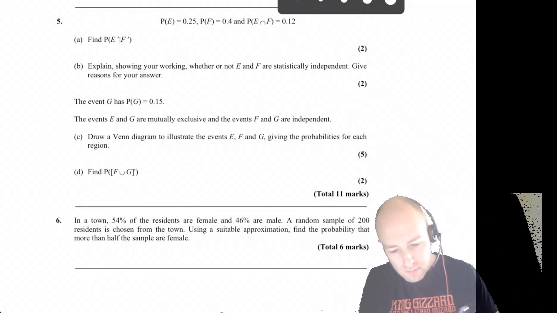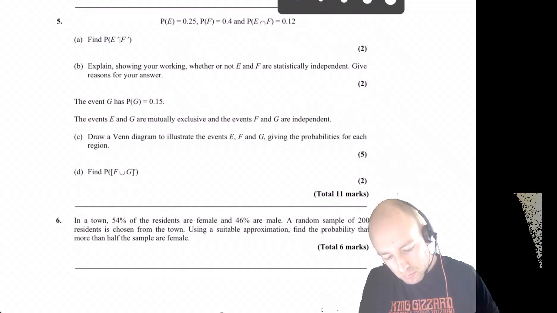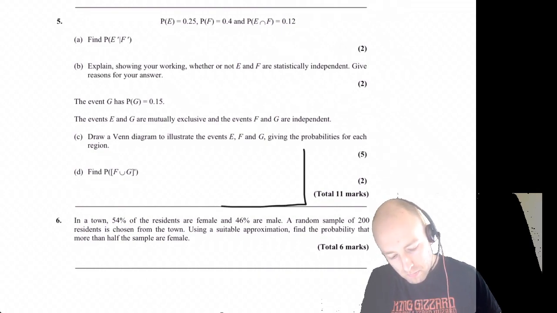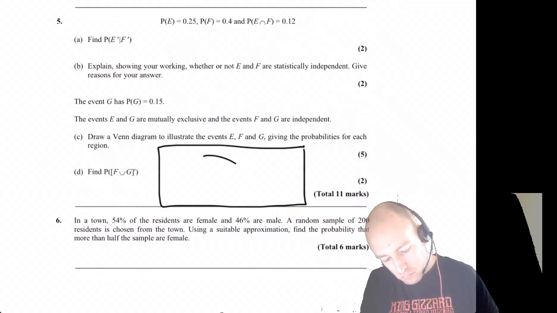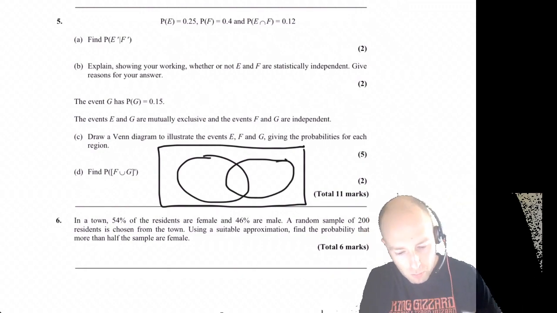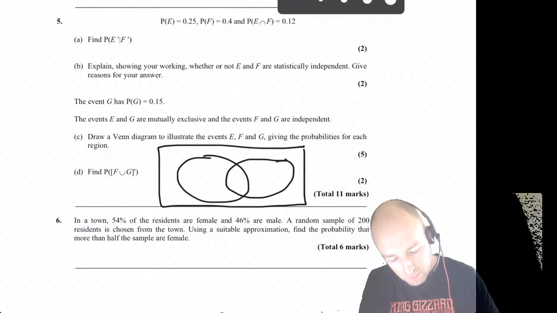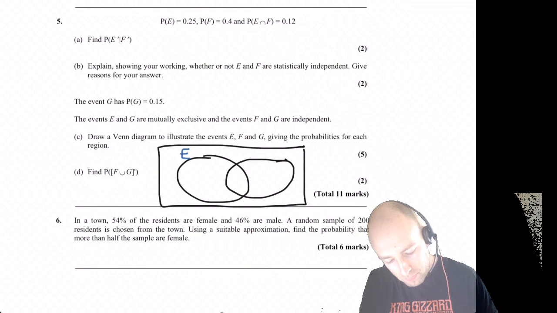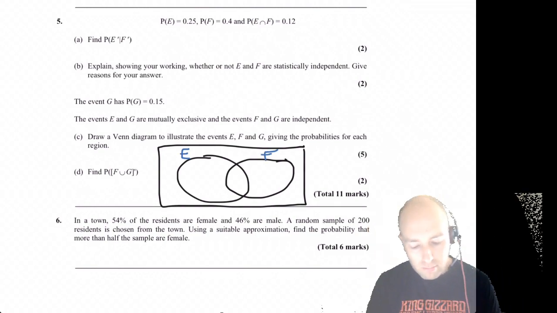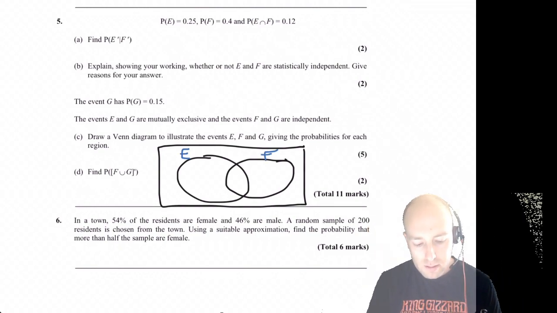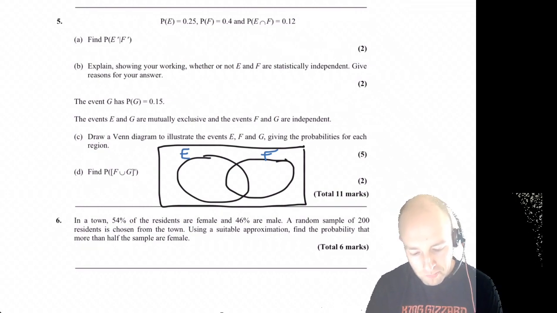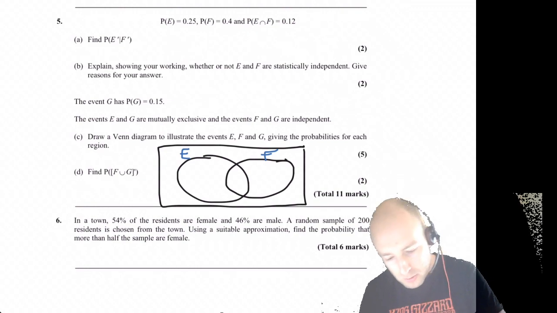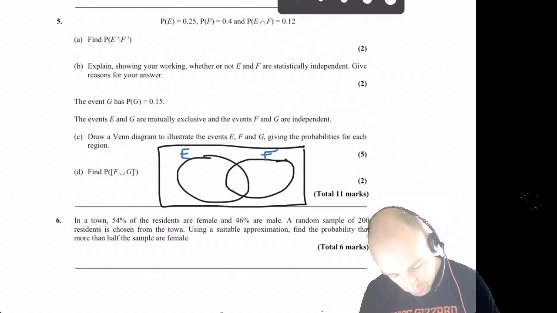So we're going to try and turn this information into a Venn diagram, and I'm going to put it right here. So we've got event E and event F. We know the whole of the E circle is 0.25, the whole of the F circle is 0.4, and we know the middle is 0.12. So I can start filling bits in. This is going to be 0.12.